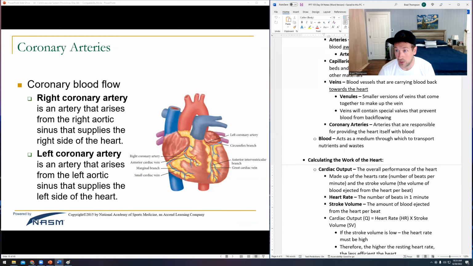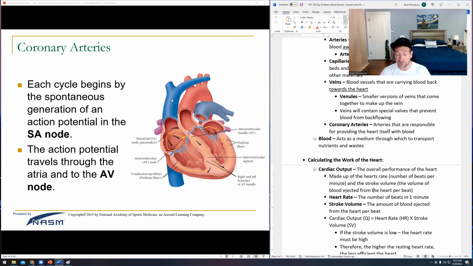There's also stroke. Stroke is the same thing, but it happens in the brain. If you get plaque buildup in the arteries that travel up to the brain and you can't deliver oxygen there, that's also obviously very, very dangerous. So those are your coronary arteries.